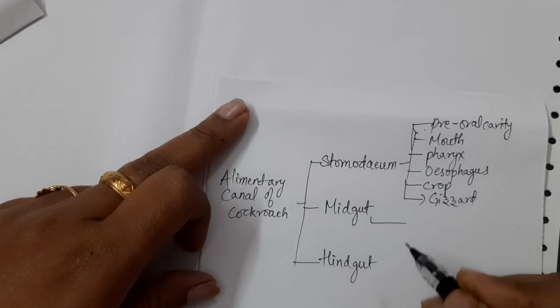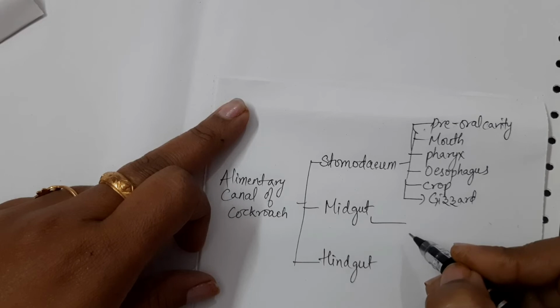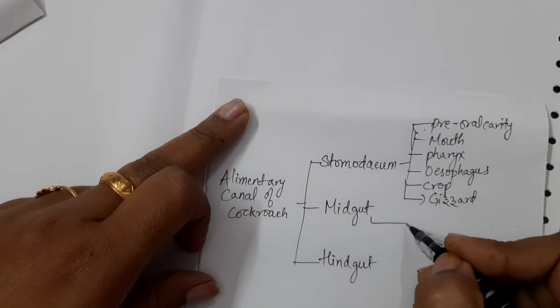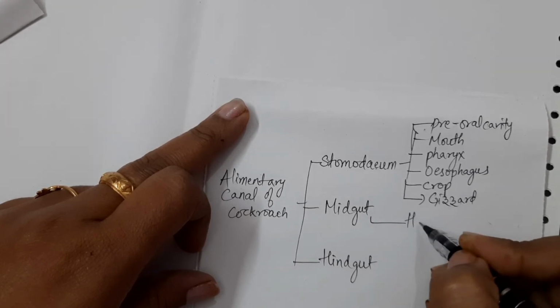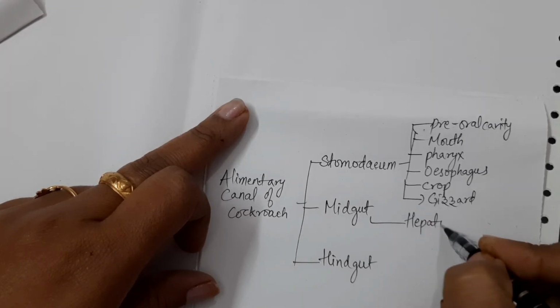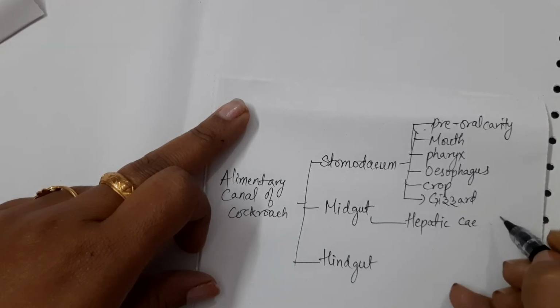Midgut. In the midgut, hepatic caecae are attached at the anterior end. Midgut is the mesenteron. So to this midgut, hepatic caecae are attached.